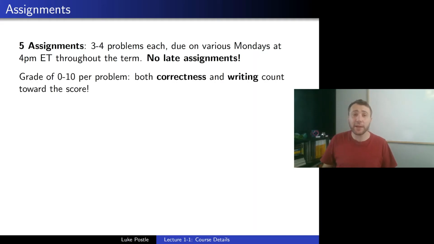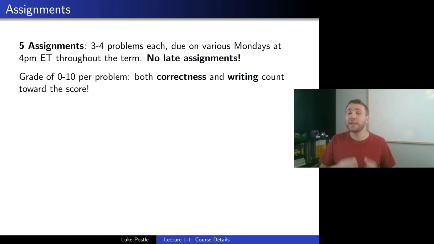As for the grading, each problem will be on a 0 to 10 scale, and importantly, both correctness and writing count toward the score. As you'll learn in this class, and we'll have a separate video on writing this week, writing is very important to graph theory, and learning to write proofs correctly in an understandable way is central. Because if we can't make sense of what you're writing, then how can we make sense of whether it's correct?